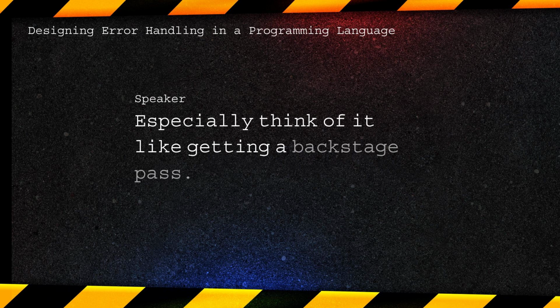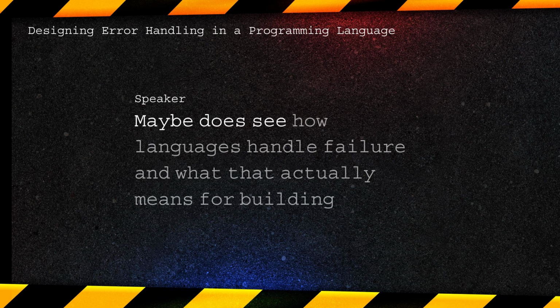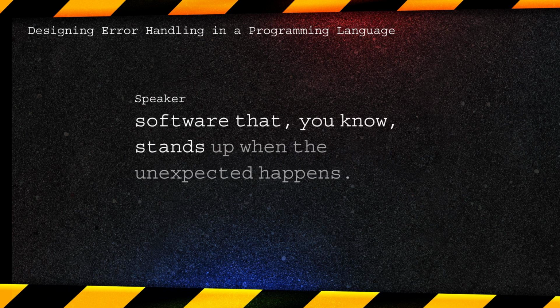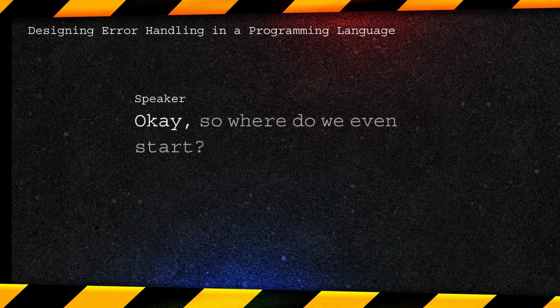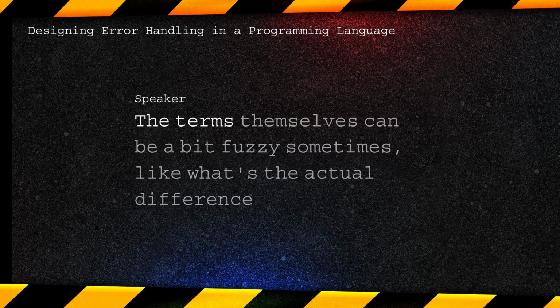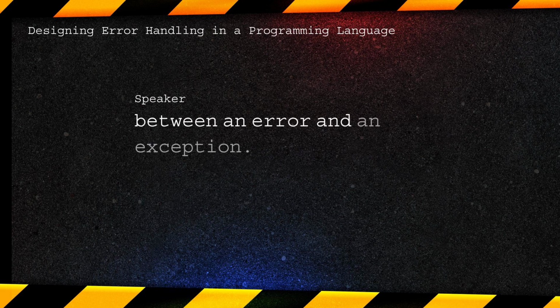Think of it like getting a backstage pass, maybe. Just see how languages handle failure and what that actually means for building software that stands up when the unexpected happens. Okay, so where do we even start? The terms themselves can be a bit fuzzy sometimes. Like, what's the actual difference between an error and an exception?